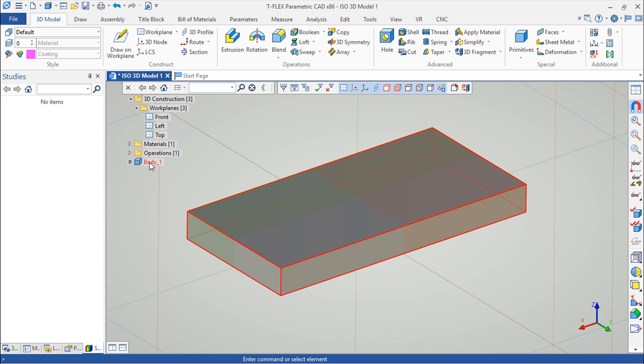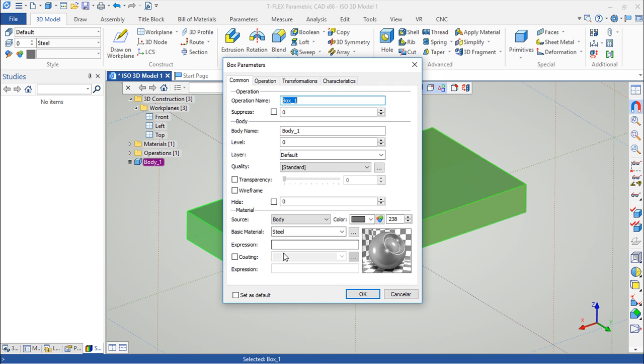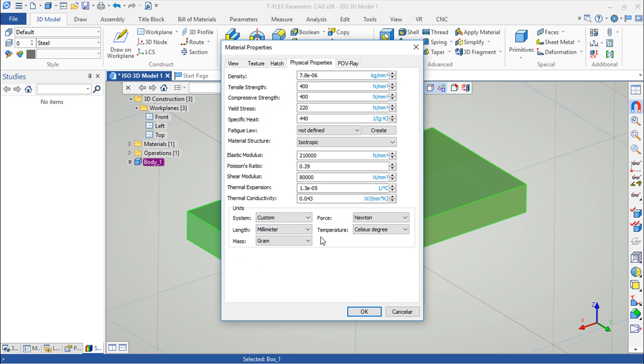When we have a body, in this particular case, or we could have others, we have a material assigned, so in this particular case, steel. We can open the physical properties of the material, and we have these characteristics here: the elastic modules, Poisson ratios, shear modules, thermal expansion, thermal conductivity. We have the definition of units and the values here.